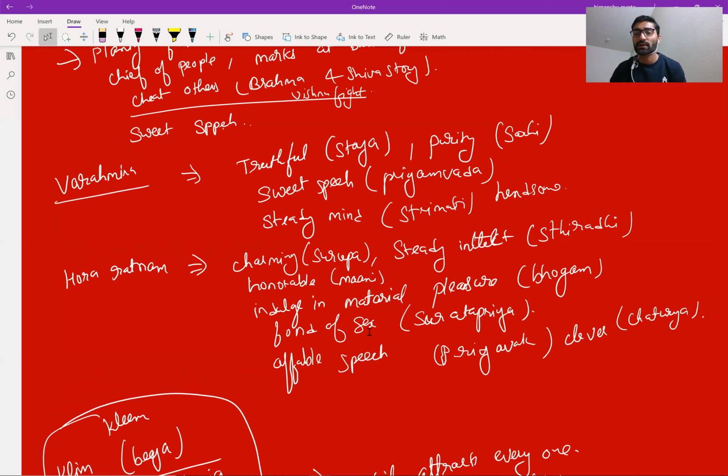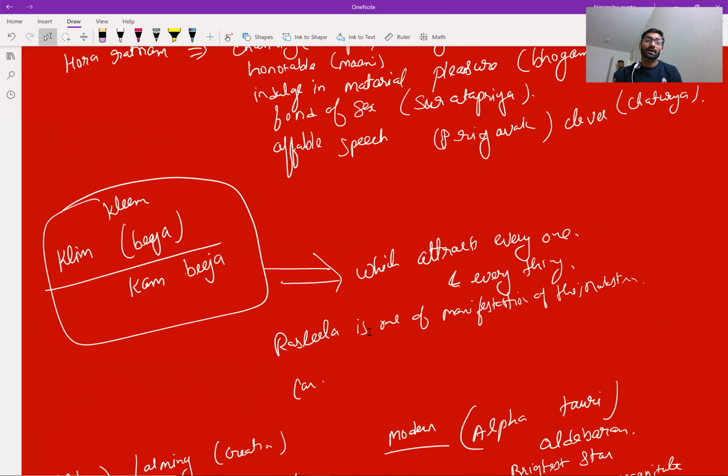Sweet speech is related with Rohini. Steady mind is related with Rohini, and handsome is related with Rohini. Apart from that, Hora Ratnam says: charming, steady, intellectual, and honorable, indulging in material pleasure, fond of sex, affable speech, and very clever. These are all traits really associated with Rohini people.